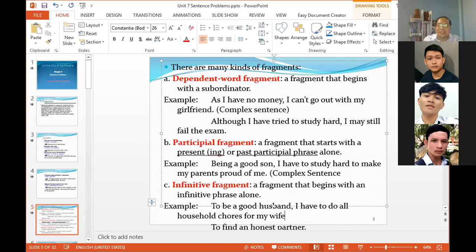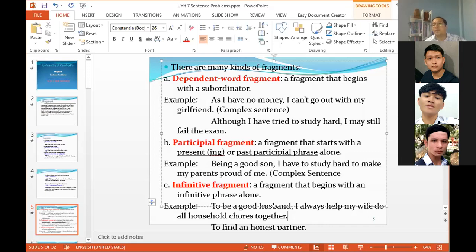Okay, example, right? I always have my wife do household chores together. Okay, change to be a good husband: I already have my wife do all household chores together.